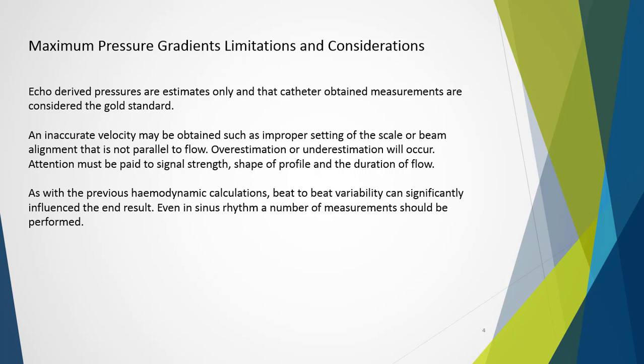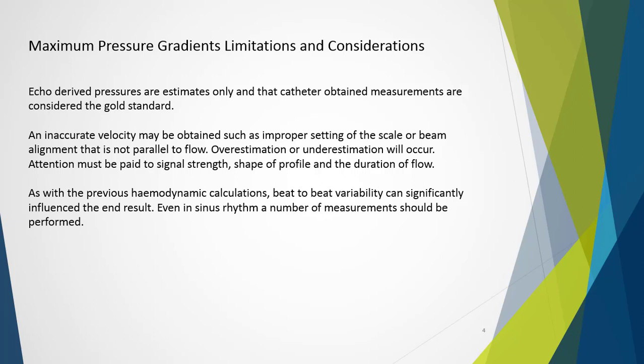Beyond limitations of the Bernoulli equation itself, there are also considerations when it's put into effect for the derivation of intracardiac pressures. Therefore, it is important to note that the pressures are estimates only and that catheter-obtained measurements are considered the gold standard. An inaccurate velocity may be attained, such as by improper setting of the scale or beam alignment that is not parallel with the flow. These can lead to an overestimation or underestimation of derived pressure gradients. If the calculation involves a subtraction of the velocity obtained, then an overestimation will occur.